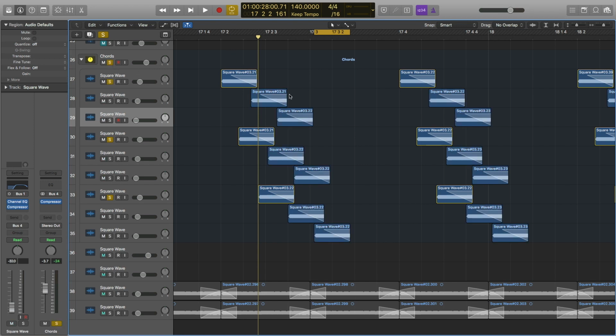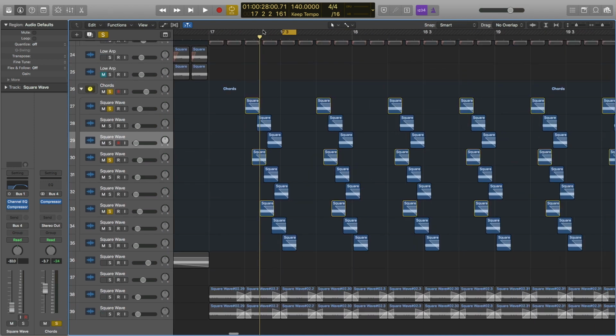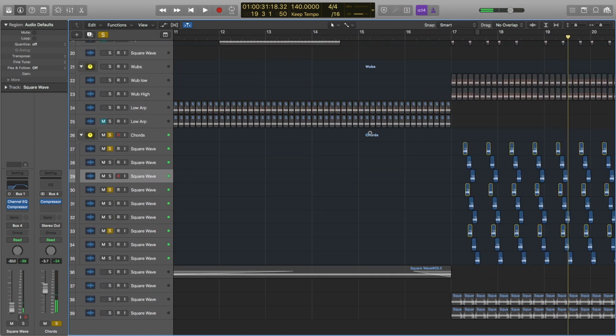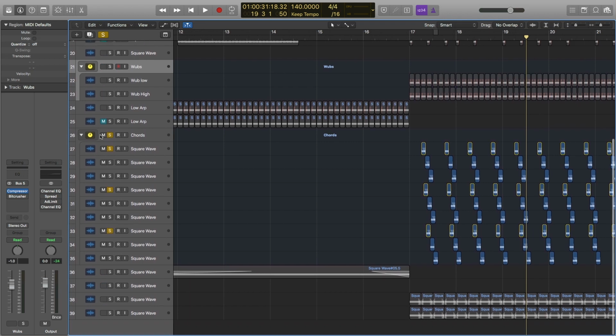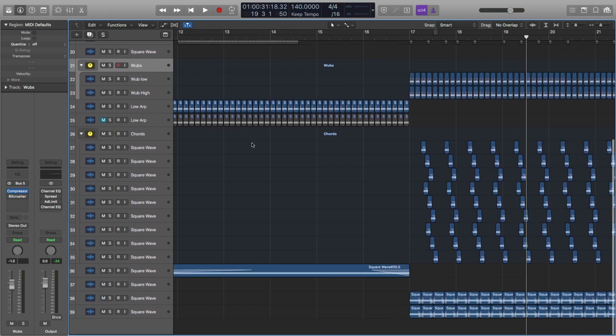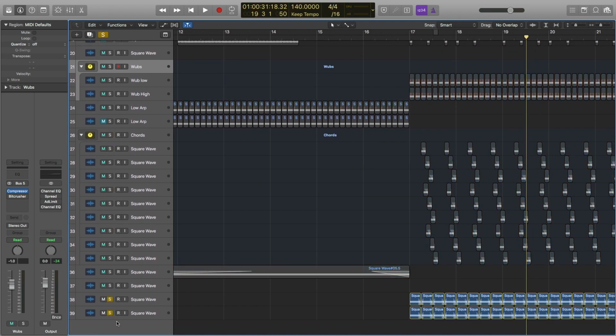So here's what they sound like all together again. So that's about it for the background chords. The last thing before I show how I made my wubs synth is these square waves as kind of background for the drop, so it doesn't sound as empty. So here's what they sound like.